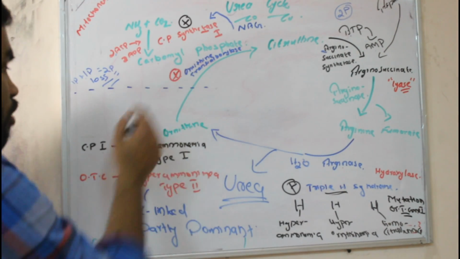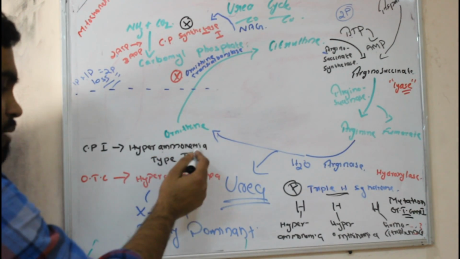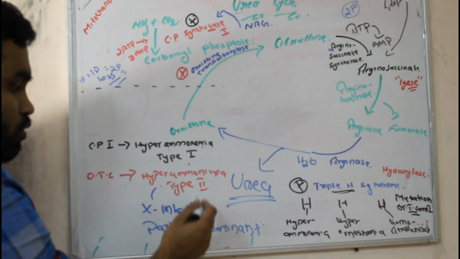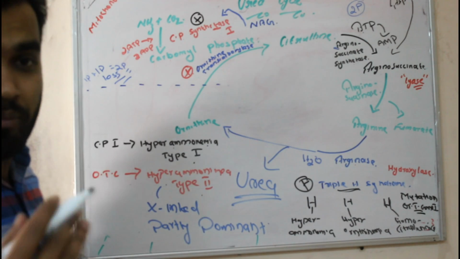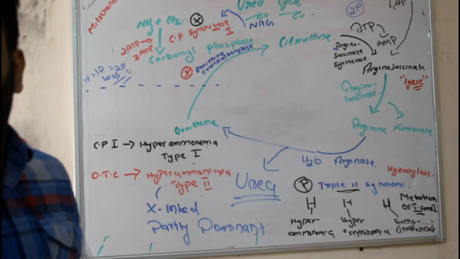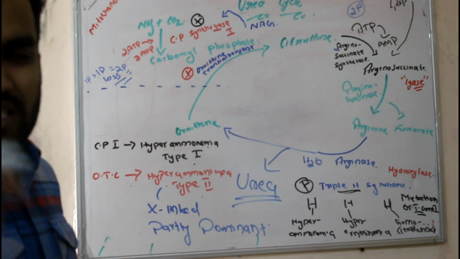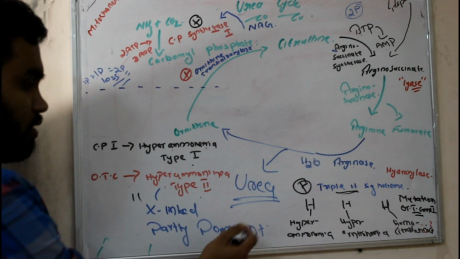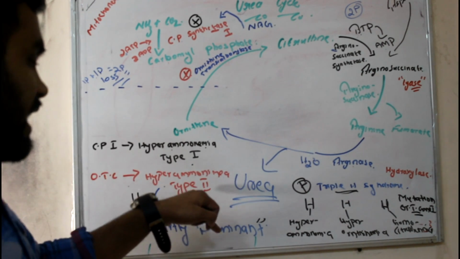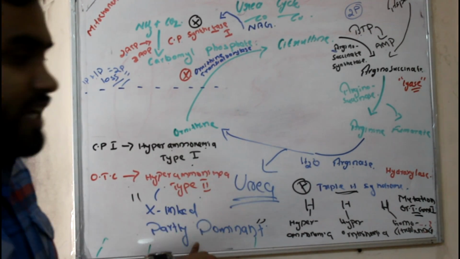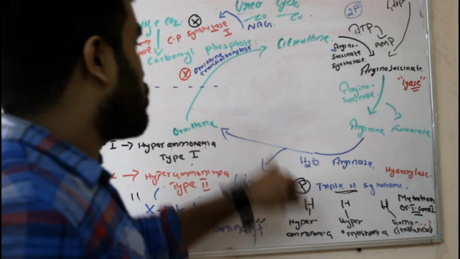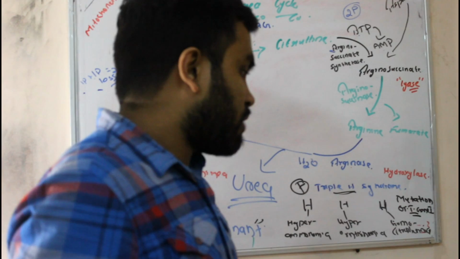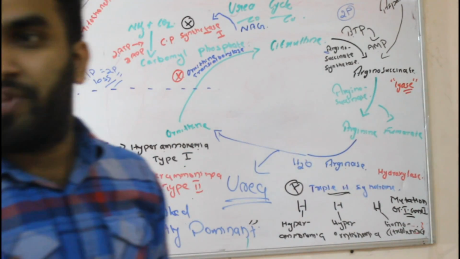So deficiency of carbamyl phosphate synthetase 1 will cause hyperammonemia type 1. Ornithine transcarboxylase enzyme deficiency causes hyperammonemia type 2. This is X-linked partly dominant. Normally in biochemistry, all enzyme deficiency diseases are autosomal recessive, so some rare diseases are X-linked dominant. Hyperammonemia type 2 is X-linked dominant. It is asked in many exams. Then the third one is triple H syndrome, due to mutation of ornithine transporter gene 1. Hyperammonemia, hyperornithinemia and homocitrullinemia. Clear, right?